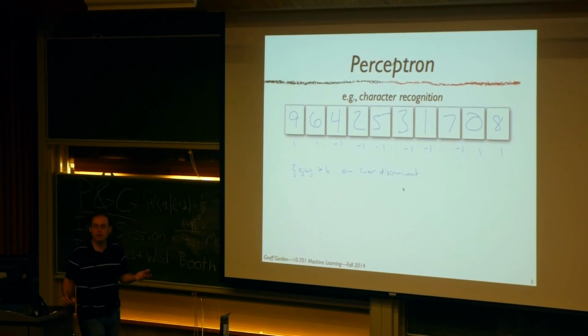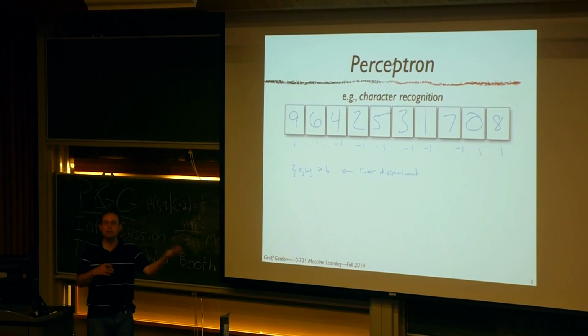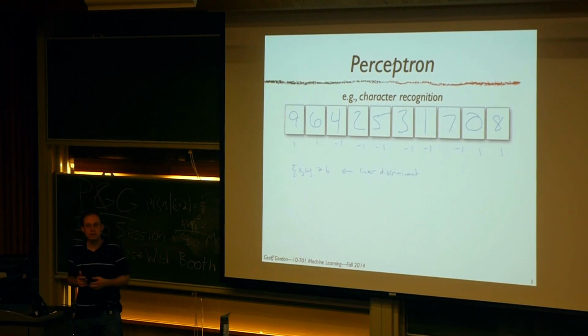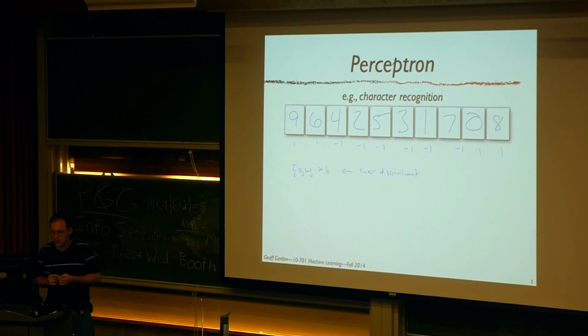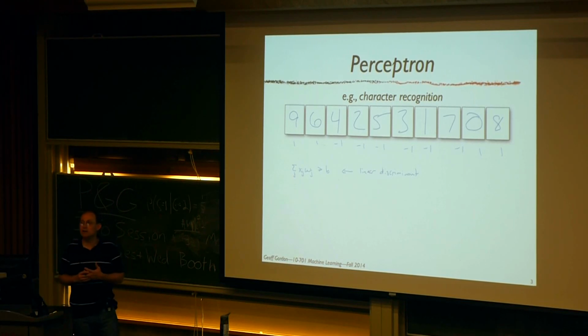right? And the reason it's called a discriminant is because it's discriminating between +1 and -1 classes, right? So you'll hear that terminology sometimes. And so our goal is going to be to adjust the weights. And the perceptron is maybe the oldest algorithm on the books for adjusting those weights.